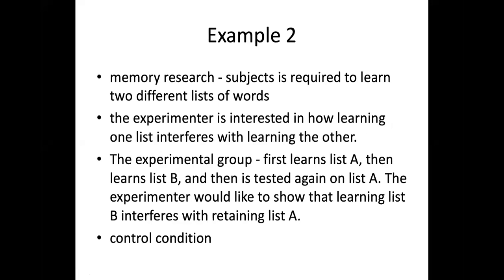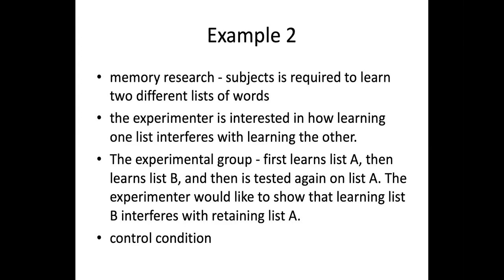But let's get another example. Again, you're studying memory, and participants are required to learn lists of words. The experimenter is interested in how learning one list of words interferes with learning another list of words. The experimenter has an experimental group. Participants in that group first learn list A, then they learn list B, and they're tested on the first list of words, list A.